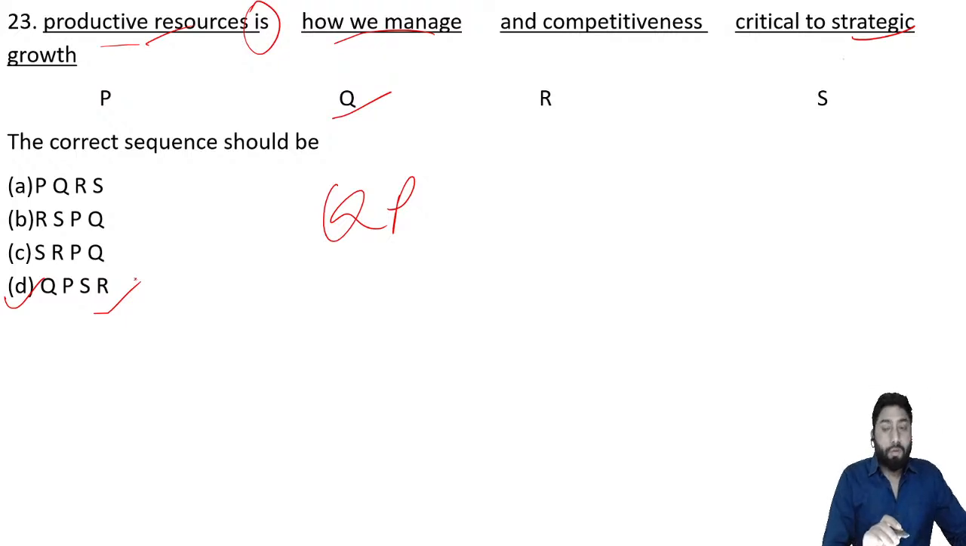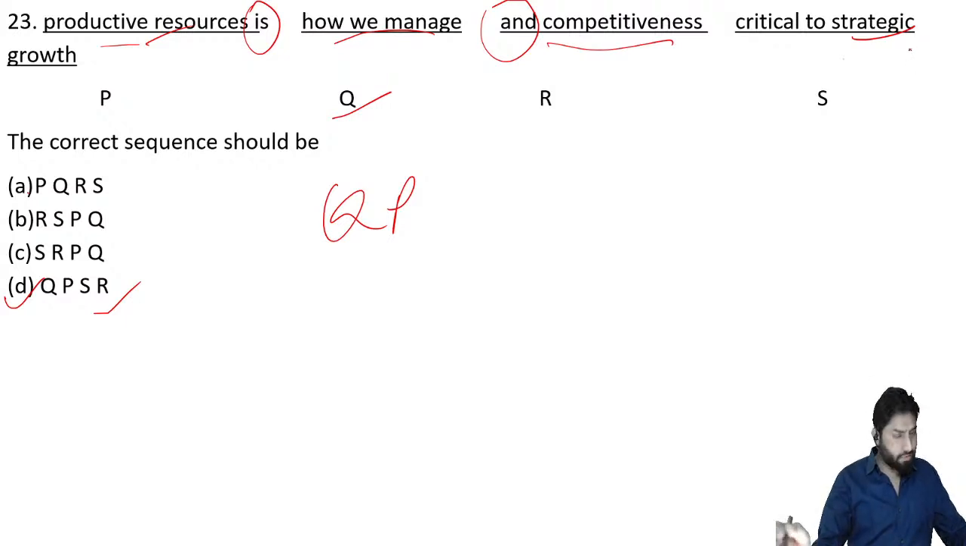See, and competitiveness. Anyway, Q and P are not coming together in any other option. Q will only come in the beginning because we're talking about how we manage the productive resources is critical to strategic growth and competitiveness. Nothing else can come in the beginning. Neither will P be in the beginning. You cannot put P in the beginning, right? Productive resources is, that will not make sense. The sentence will not be there. R you cannot keep in the beginning, you cannot even start the sentence with it in these options. And then you have S, critical to strategic growth. Critical to strategic growth cannot be in the beginning, cannot be the subject. So finally you're left with this part, right? The answer is D, if you see all these.